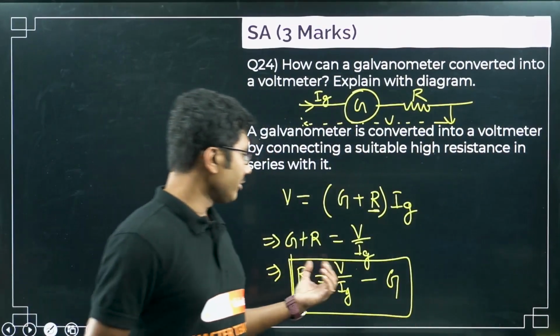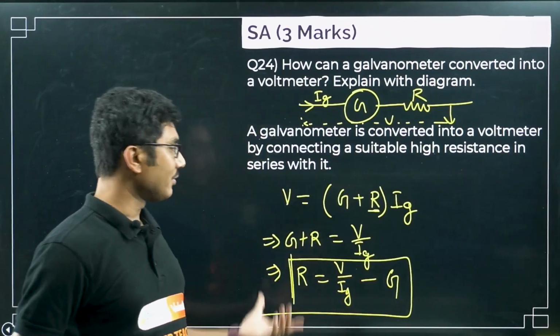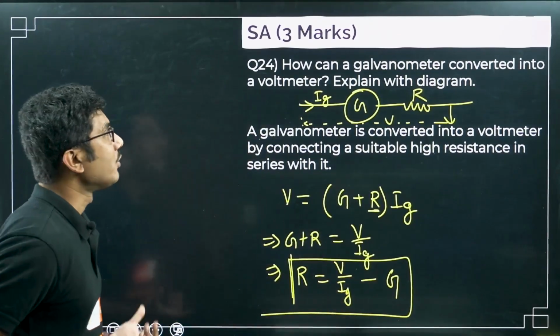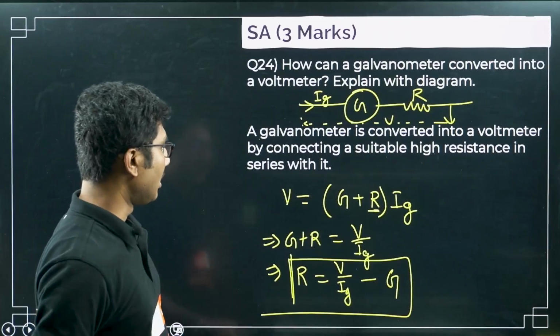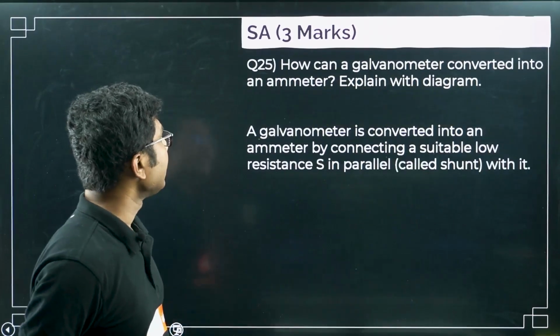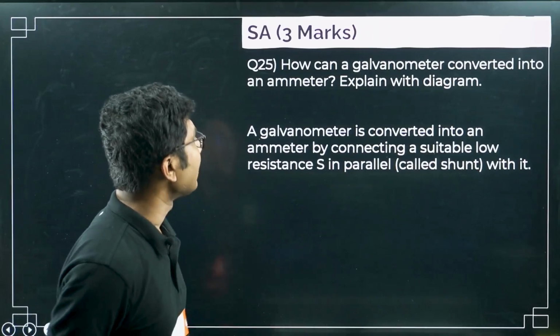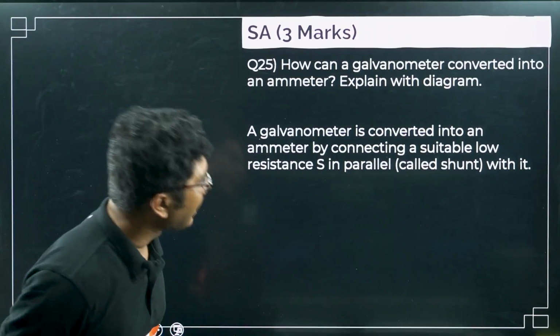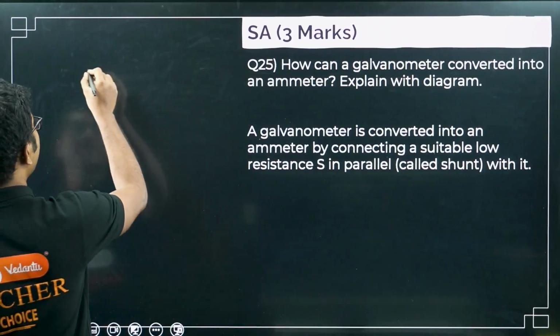Okay, so based on these two factors, you can calculate the maximum resistance to convert it into a voltmeter, right? So this is the question. Next question is, how can a galvanometer be converted into an ammeter? Explain with diagram. So this is also a very important question.